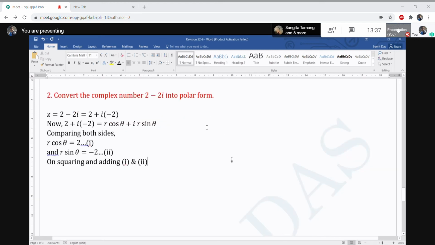So we have to just repeat converting into polar forms. First we have to write in r cos theta and i r sin theta form. Then we have to compare. We got r cos theta equal to 2 and r sin theta equal to minus 2. On squaring and adding, we'll get like this.